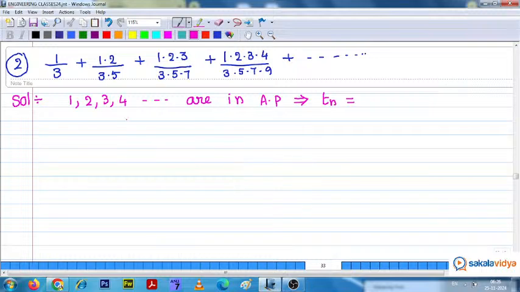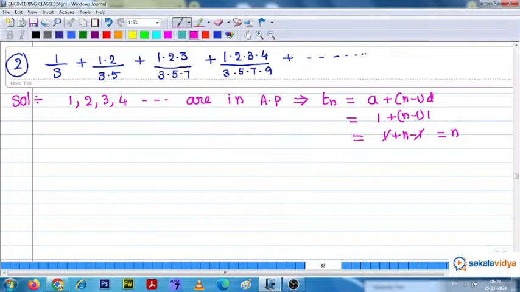Tn is equal to, what is the nth term? Nth term will be a plus n minus 1 into d, where a is equal to 1, plus n minus 1 into common difference, which is 2 minus 1, 1 only. So this is equal to 1 plus n minus 1, the plus 1 and minus 1 get cancelled. We have n. Nth term is n.